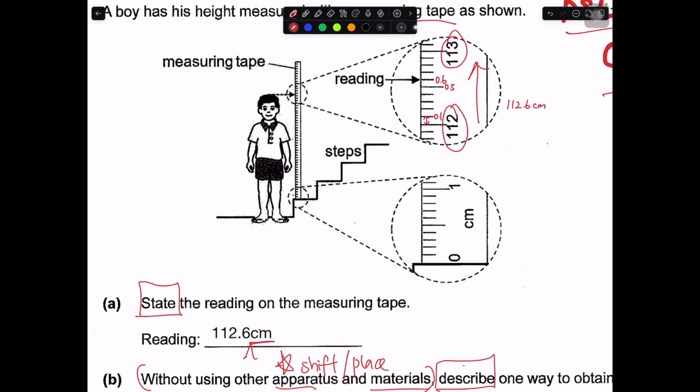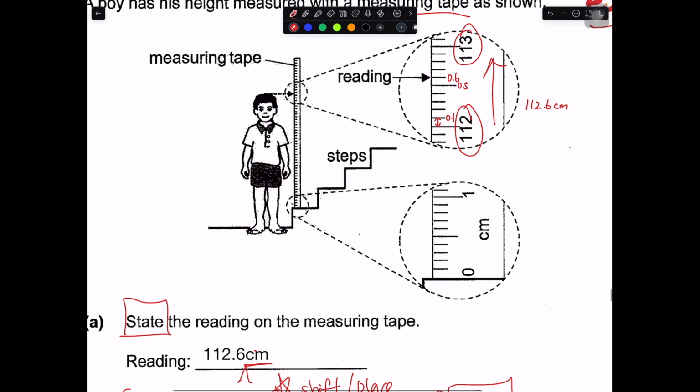So in this case, you take a look at the way it is being measured. The zero end is actually placed not at the base of his feet. It's somewhere around the middle part of his leg. So in this way, you are measuring from the head all the way to here. This part here is missing, but this is also part of his height as well, right?